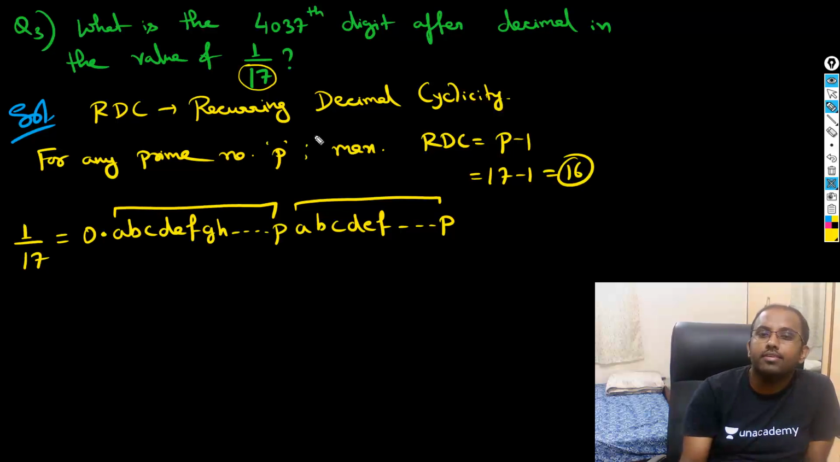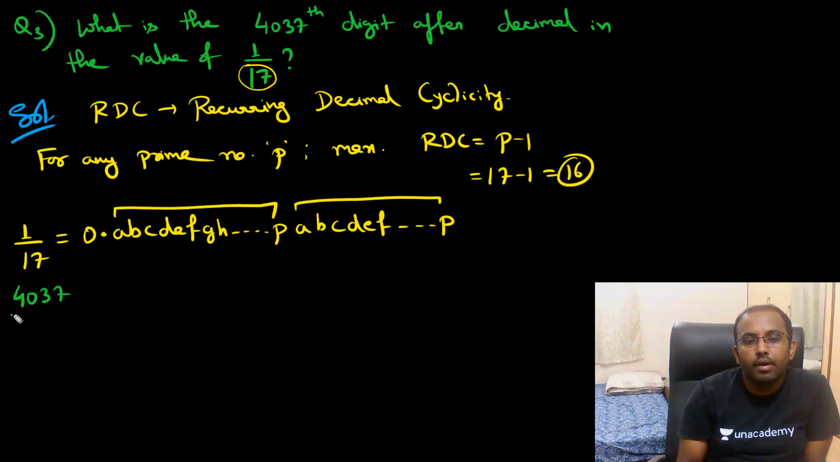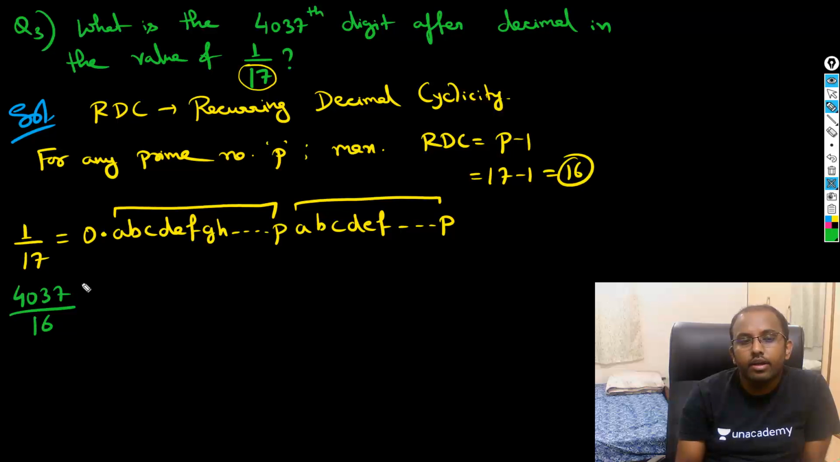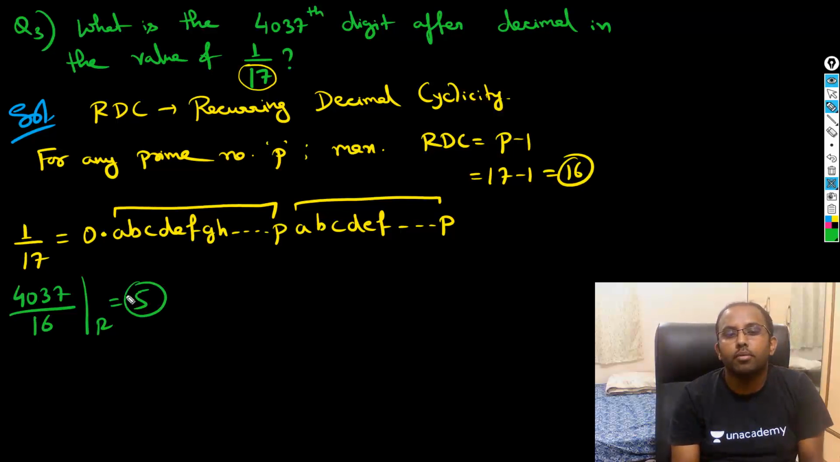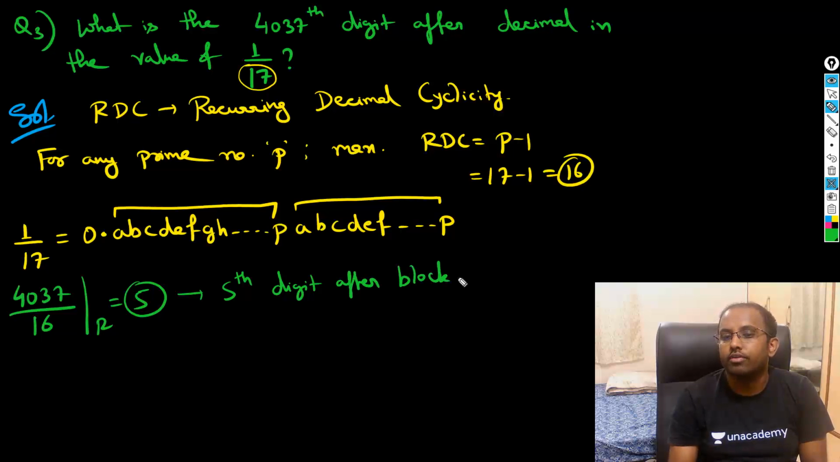We want here the 4037th digit. If I divide 4037 by 16, the remainder will be 5, I think, right? 16 into 4032, yes. The remainder is 5. So after the blocks of 16 are finished, I'm looking for the 5th digit.